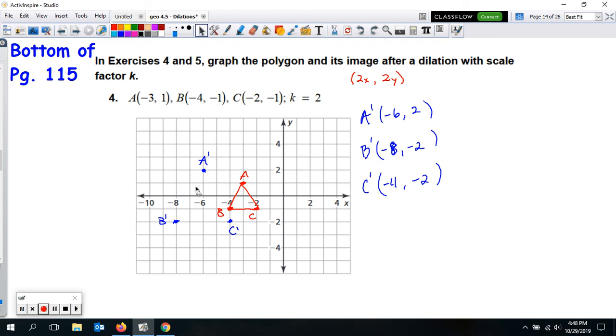And then let's again just connect all the dots together to make our triangle. There it is. And you can see it's an enlargement. It got larger here. Scale factor was 2, which is more than 1, which means it's going to be an enlargement.